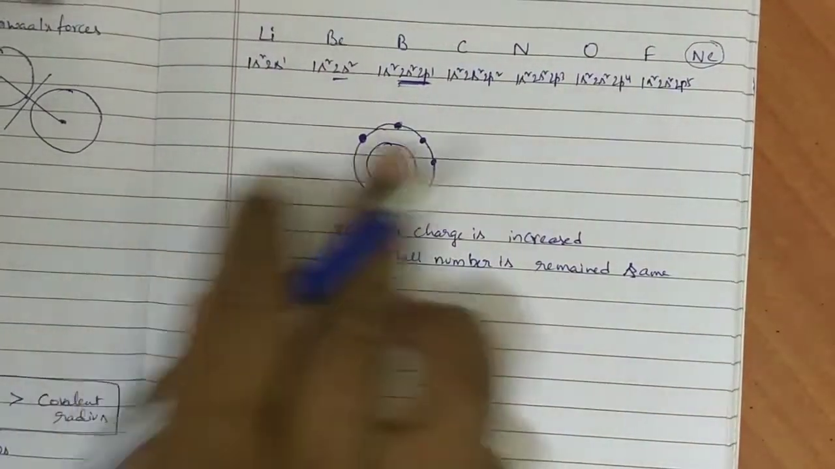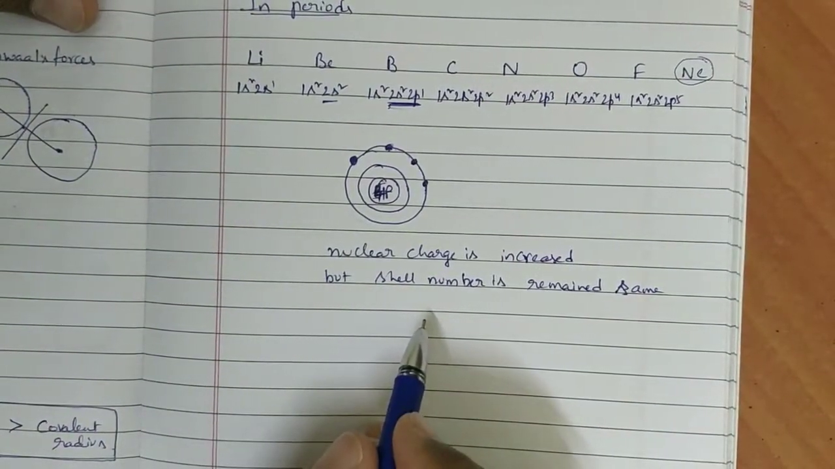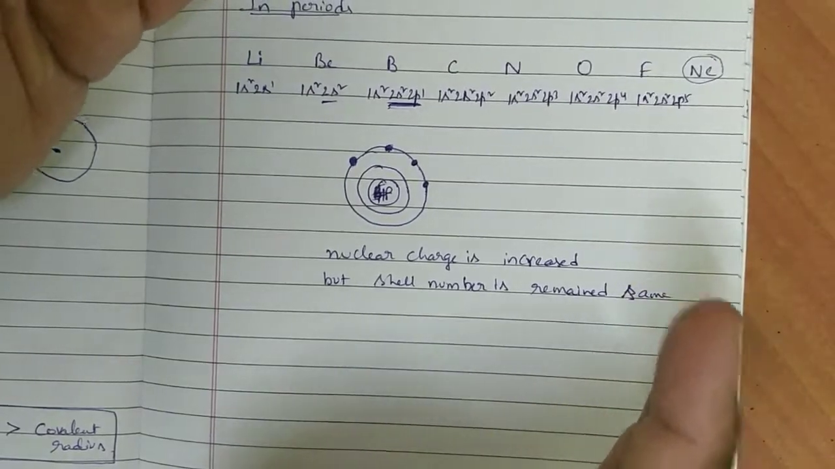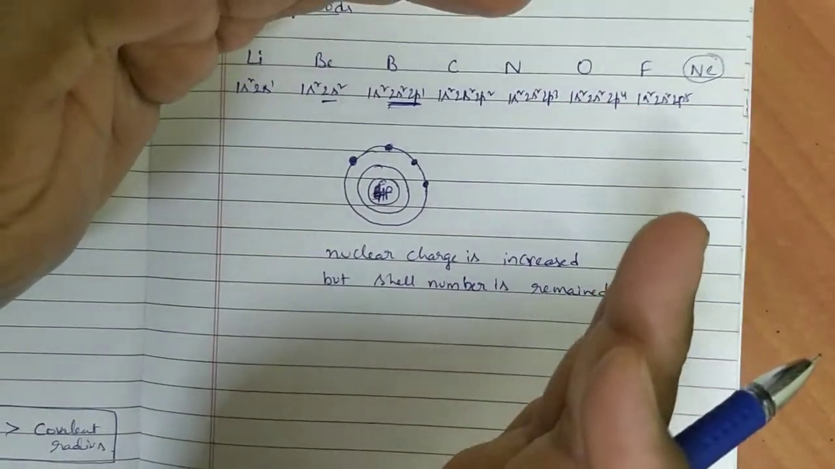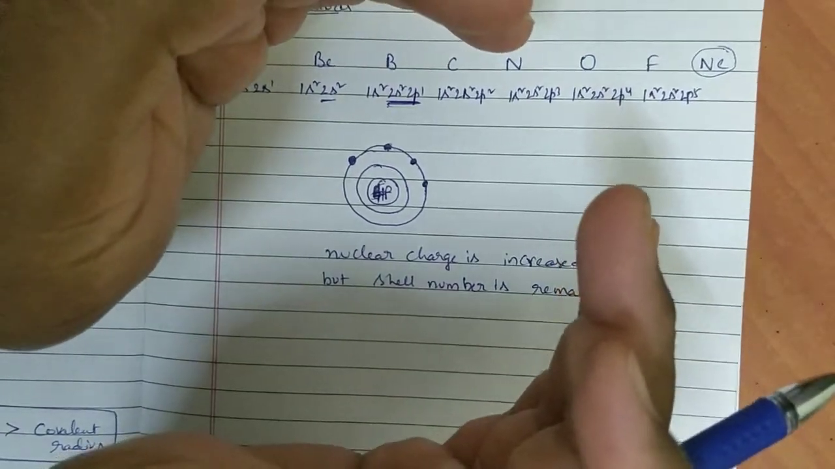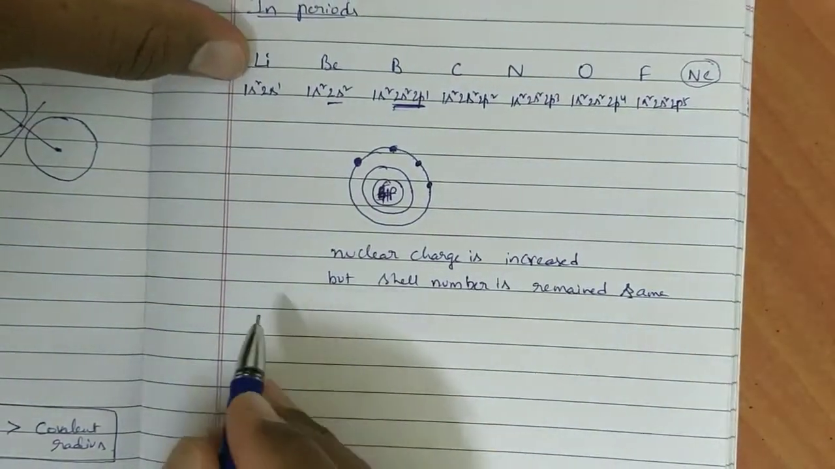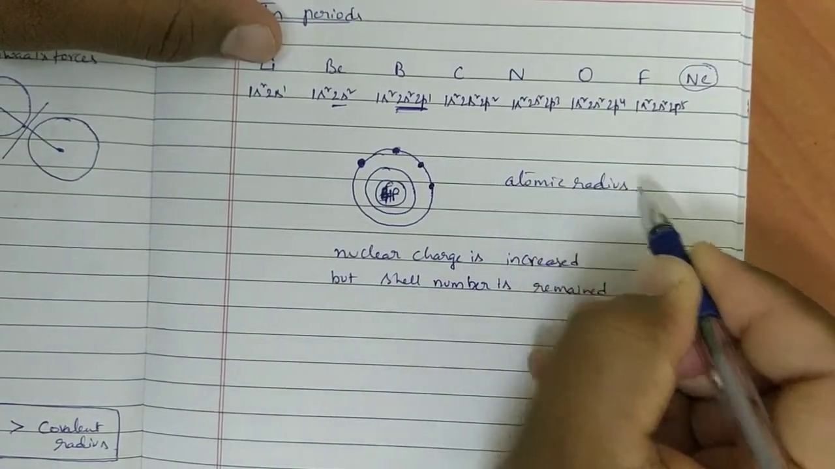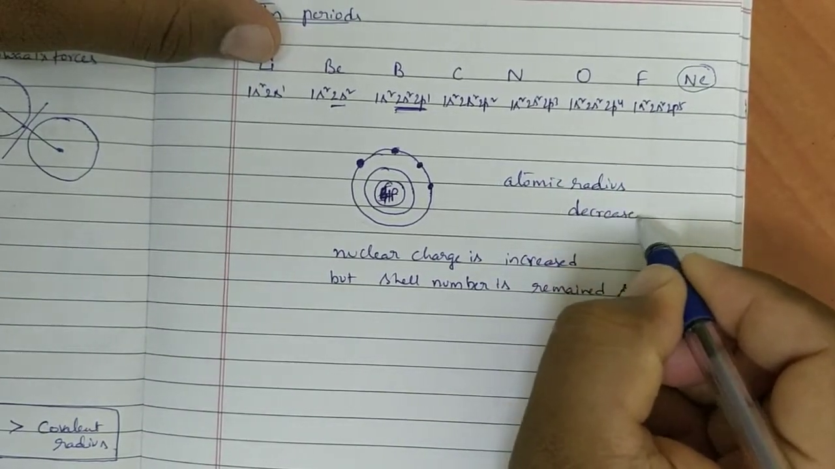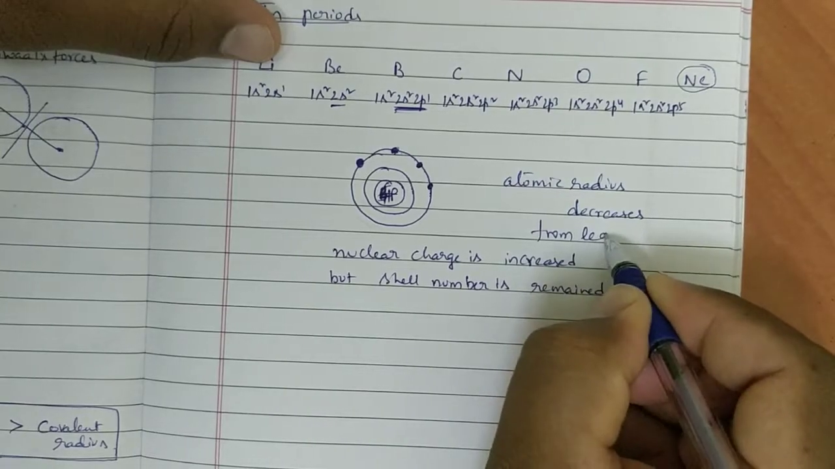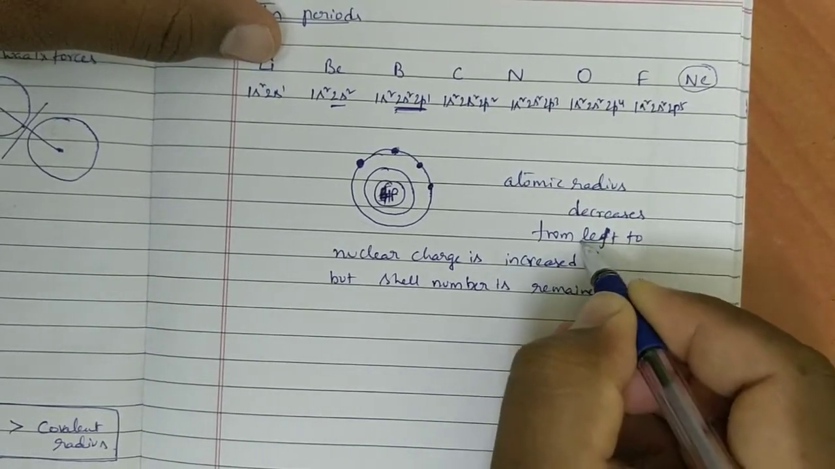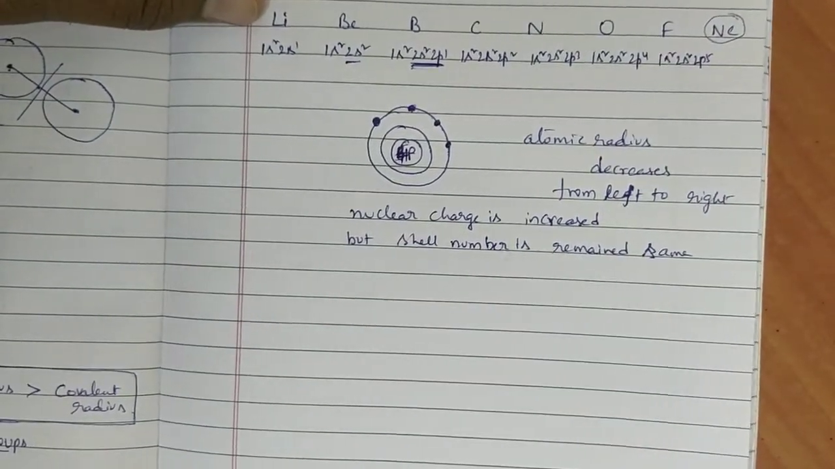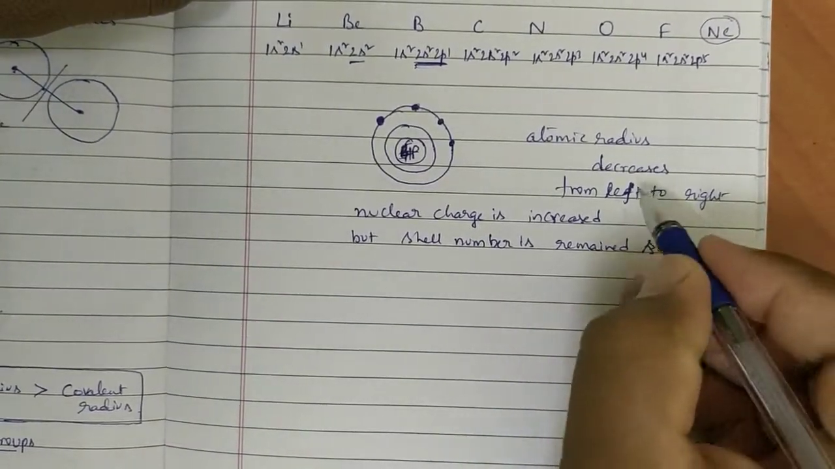But coming to a period, from left to right, the shell number remains the same, but nuclear charge is increased. Then the nucleus will attract the outermost electrons very strongly. Because of that, the outermost electrons will come closer, meaning the outermost shell is a little bit contracted. Because of that, what happened to atomic radius? Atomic radius decreases from left to right. In a period, atomic radius decreases from left to right.